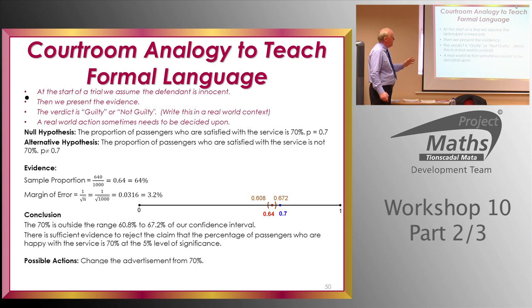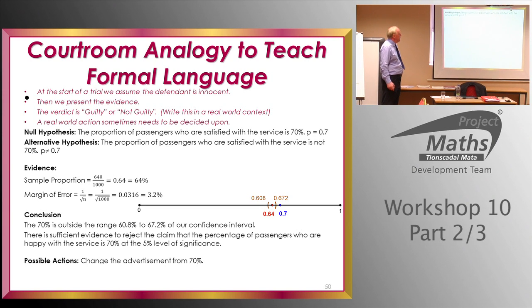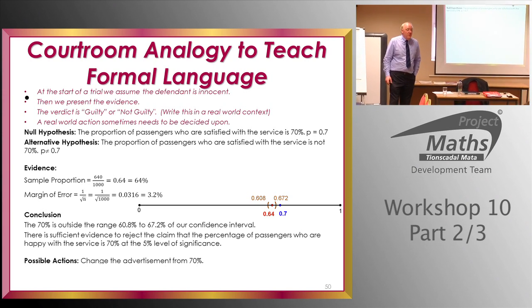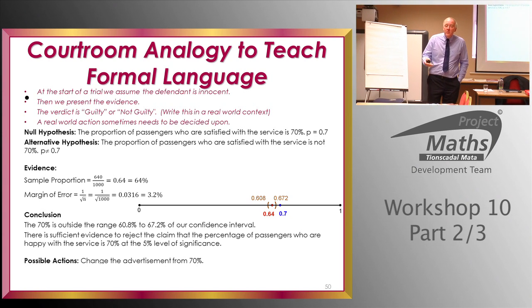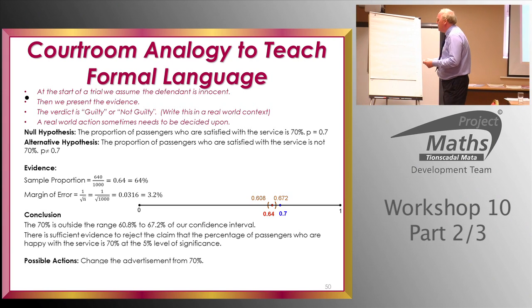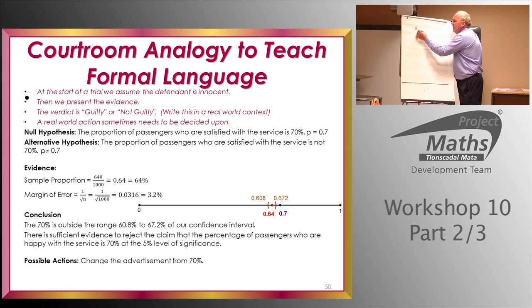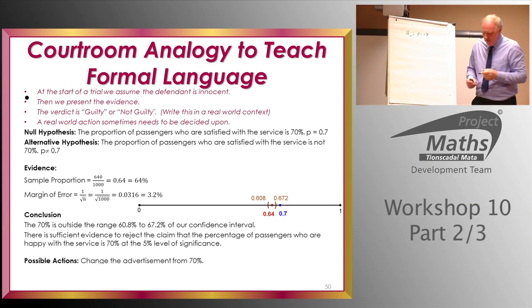Now, the null hypothesis is that the proportion of passengers who are satisfied with the service is 70%, or if you want to write it down, P is equal to 70% or P is 0.7. A higher level student would engage with something like H naught: P is equal to 0.7. Okay?